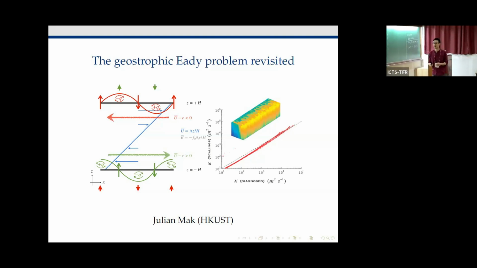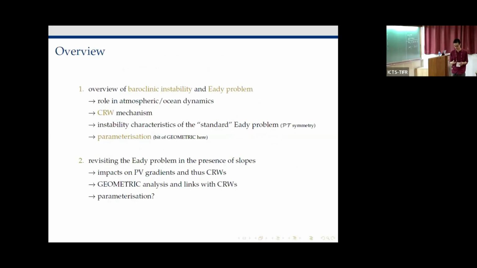So as advertised, I'm going to talk about the Eady problem today. I'm a simple person, so I'm going to talk about simple things. The Eady problem is fairly simple. For those of you who don't know it, I'll go through what it is. For those of you who do know it, you could be thinking, well, we know everything about the Eady problem, what is there to talk about in terms of revisiting it? I'll come on to that in the second part.